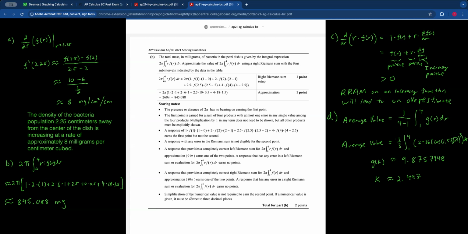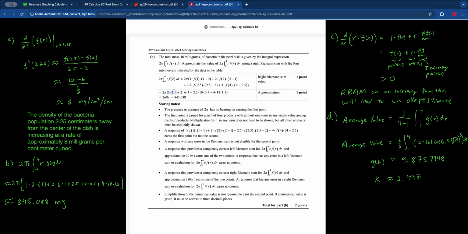And then simplification of the numerical value is not required to earn the second point. If a numerical value is given, it must be correct to 3 decimal places. Wait a sec. I thought they just said that a response of this earns the first but not the second. Okay. What's the second? Simplification of the numerical value is not required to earn the second point. If a numerical value is given, it must be correct. So apparently you don't need to simplify it.